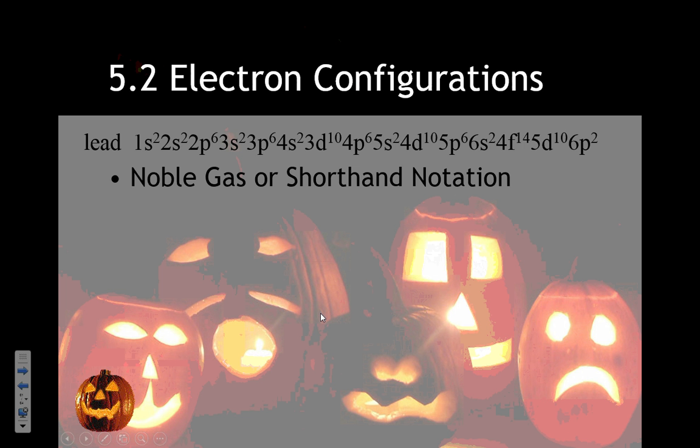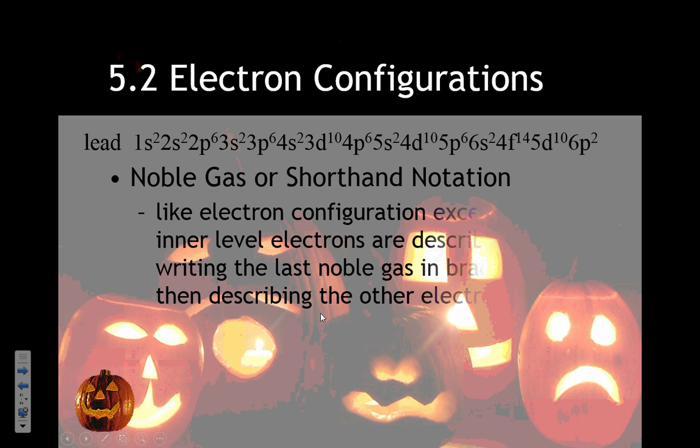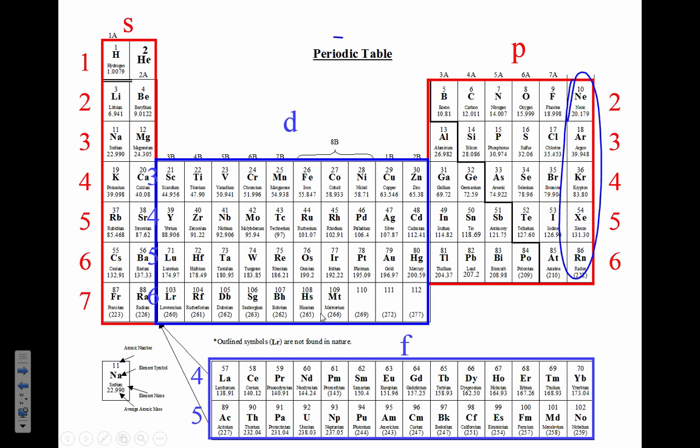I usually call it noble gas configuration because it's more descriptive. Like electron configuration, except the inner level electrons are described by writing the last noble gas in brackets and then describing the other electrons that come after. So what does that look like over here?